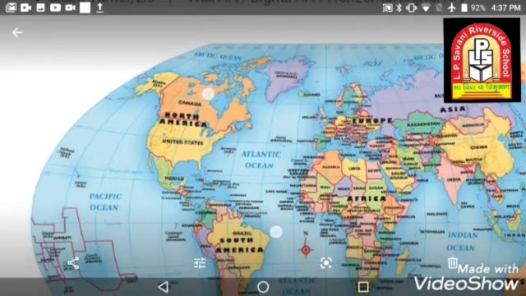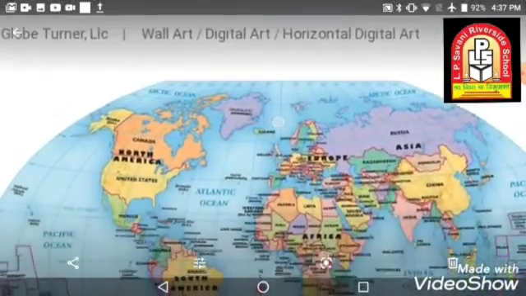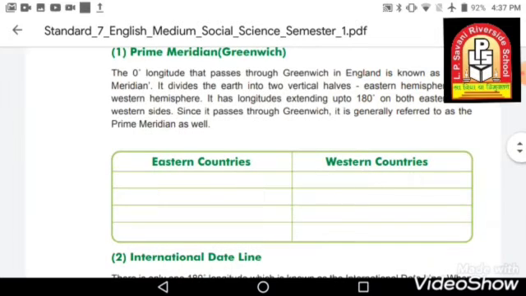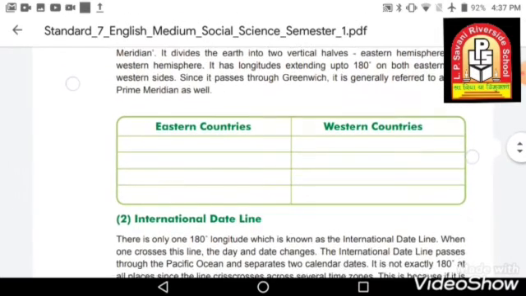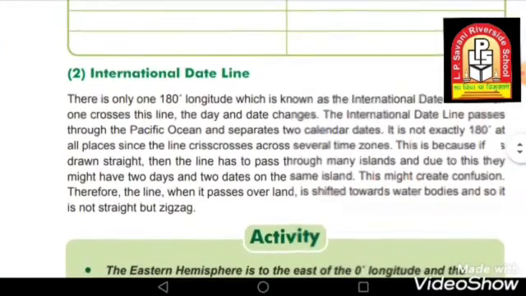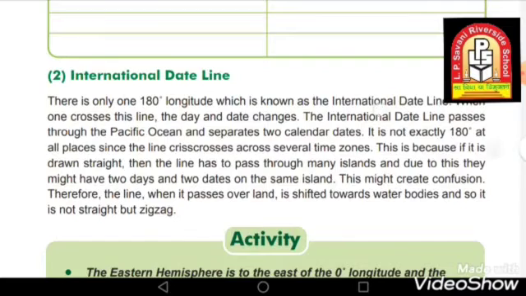Okay, now you all are clear about which is the prime meridian line and which is the international date line. Now we'll study in the chapter about the international date line, because we have already completed our prime meridian, right? So here is the international date line. There is only one 180 degree longitude which is known as the international date line.